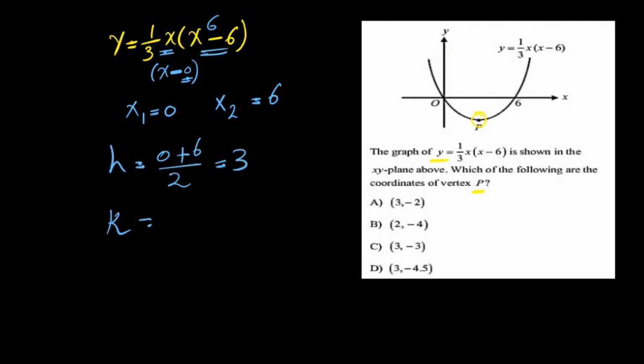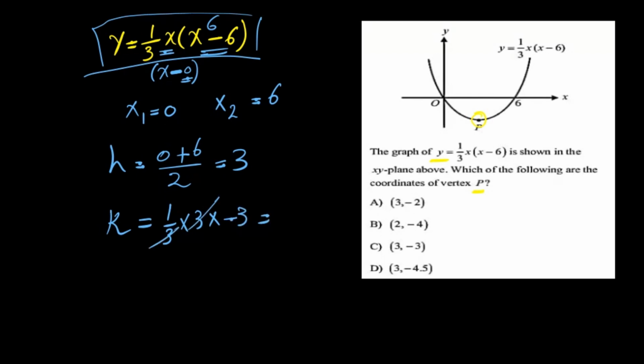K equals what? I will substitute x with 3. So it's going to be 1 over 3 times 3 times (3 minus 6), which equals negative 3. I can cancel out this 3 with 3, and the result has to be negative 3. The point is 3 and negative 3, answer C. Next question.